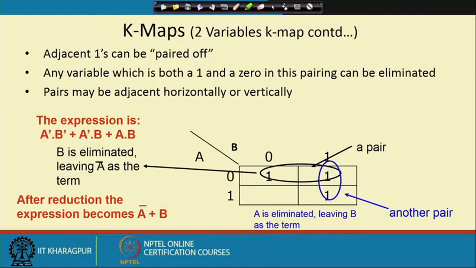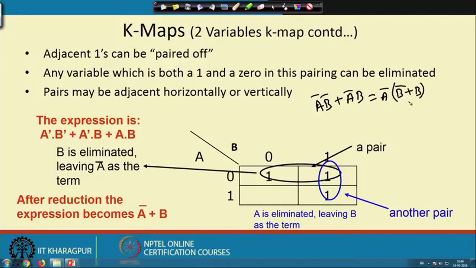So, here it is A bar B bar plus A bar B. If I do a simplification, so A bar B bar plus A bar B, here if I take A bar out, I will get B bar plus B. This B bar plus B is equal to 1. So, this simplifies to A bar.